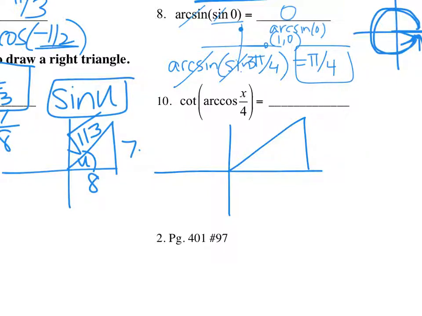Okay. Anyways, here we go. We're just going to assume that all variables are positive. That's why I'm in quadrant 1 here. So I'm going to say that the cosine of u is x over 4.